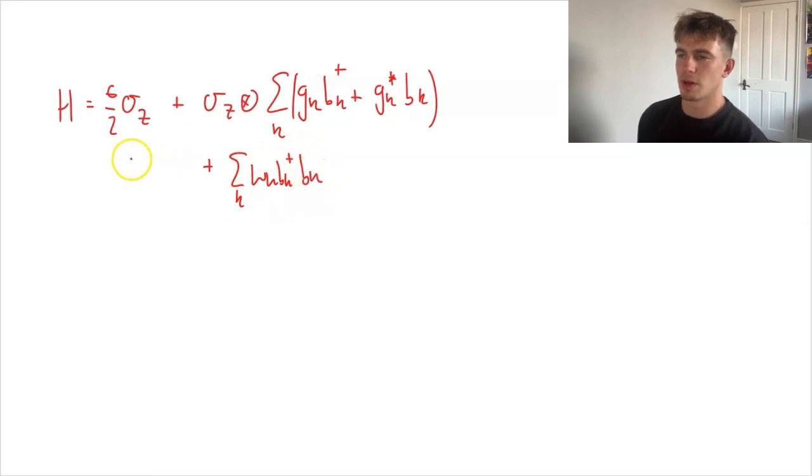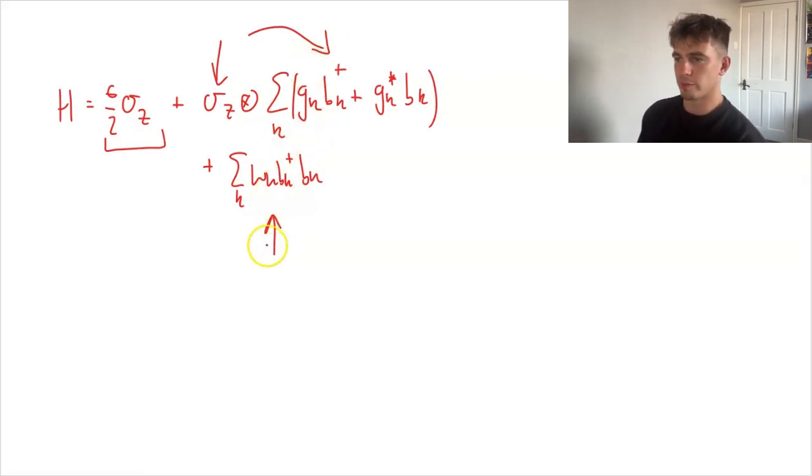So here's our system part. We've just got epsilon over 2 times sigma z. We've got the coupling term, the interaction term, which has the sigma z of the system coupling to what is essentially the position coordinate of each mode of the bath. And then we've got the self-Hamiltonian of the bath, where we've ignored the zero point energy. So sometimes you'll see a plus half here as well, but we're not going to include that.